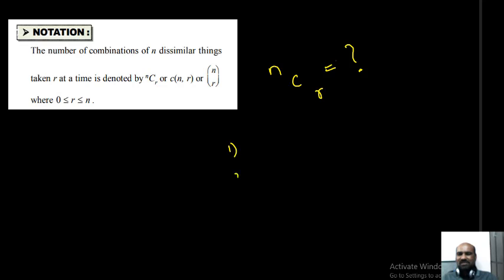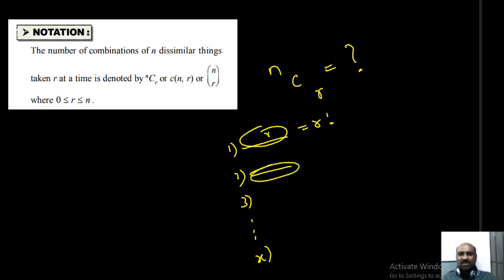This is the first selection, second selection, third selection, and so on, up to the Xth selection. Each selection contains R elements. These R elements give R factorial linear permutations. Each selection gives R factorial linear permutations. So in total, we get X into R factorial linear permutations.